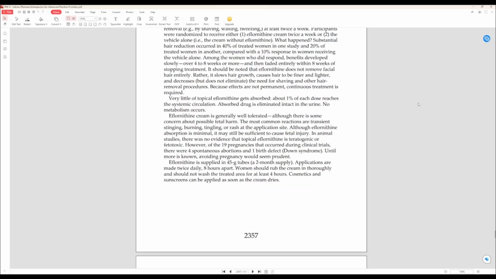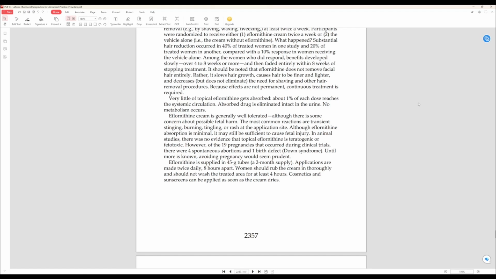Very little of the topical cream gets absorbed. Only about 1% of each dose reaches the systemic circulation. The absorbed drug is eliminated intact in the urine. No metabolism occurs whatsoever. The cream is generally well tolerated, although there is some concern about possible fetal harm. The most common reactions were transient stinging, burning, tingling, or a rash at the application site.